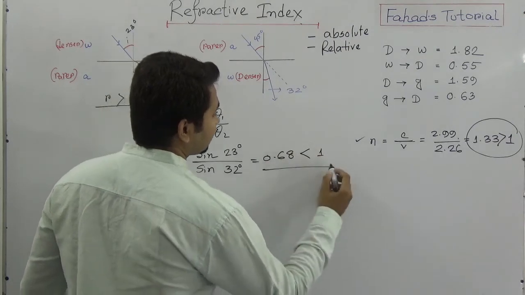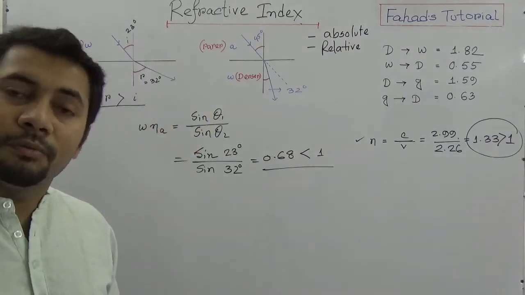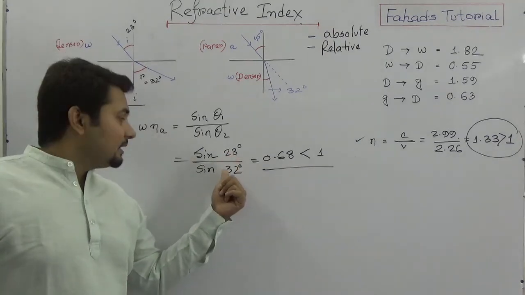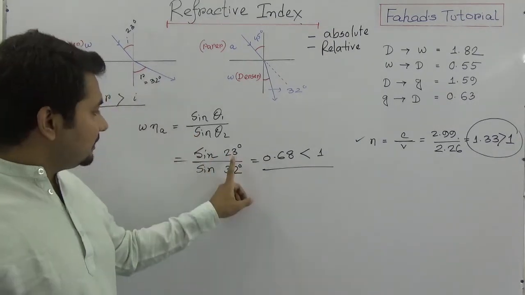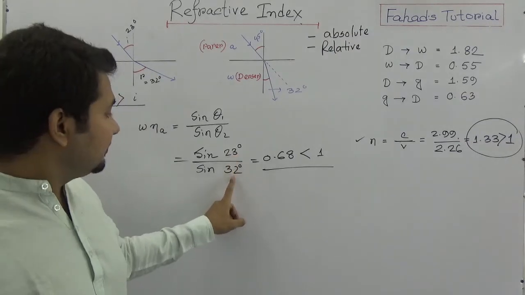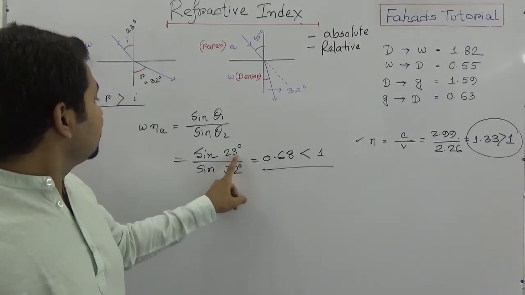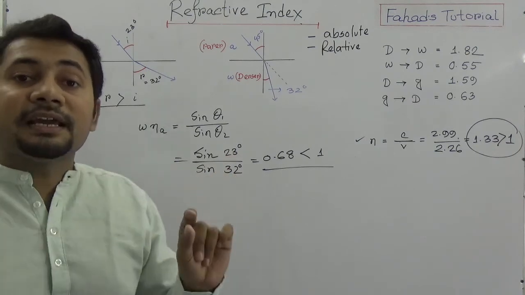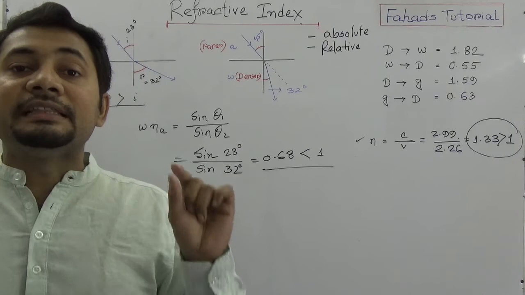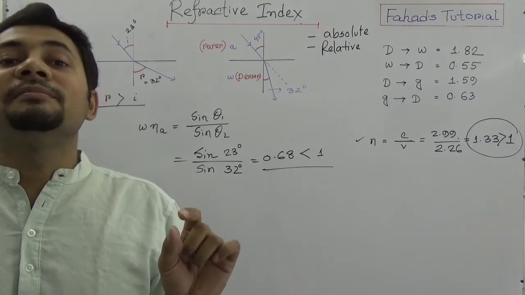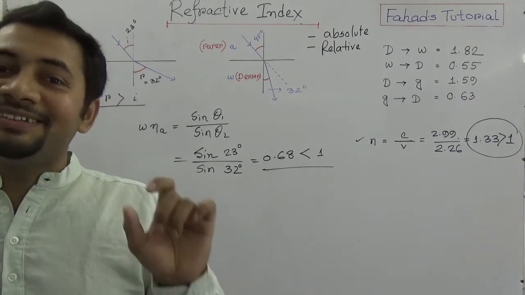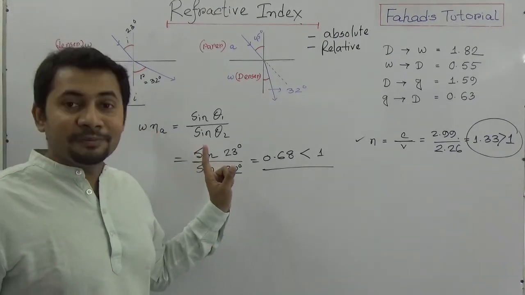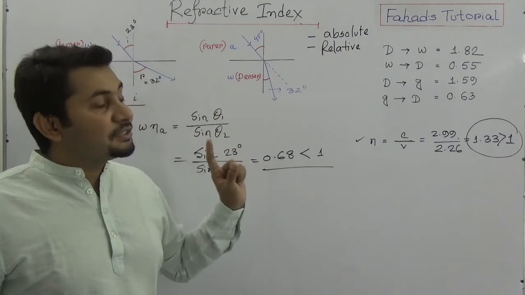0.68 is less than 1. So why is it less than 1? Because this angle was less than this angle. Why? Because it is the denser medium, and it is the rarer medium. The angle will be smaller in the denser medium and bigger in the rarer medium. Okay? So simply, I hope you understand what is going on.